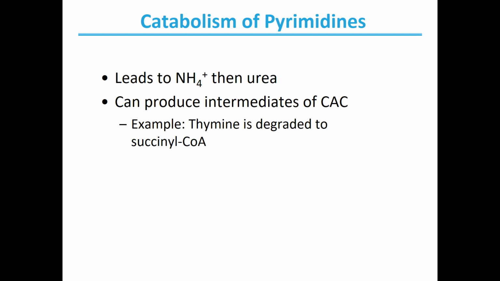As we look at the breakdown of pyrimidines, it's actually much simpler than the breakdown of purines. We will release amine groups directly that can be incorporated into the urea cycle for excretion. And all of the other breakdown products in the catabolism of pyrimidines will lead to intermediates within the TCA cycle, so they can then just enter into the normal pathways of carbon metabolism we've followed this trimester.